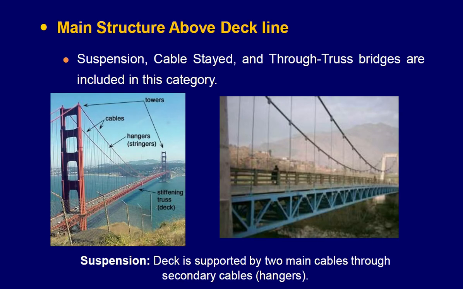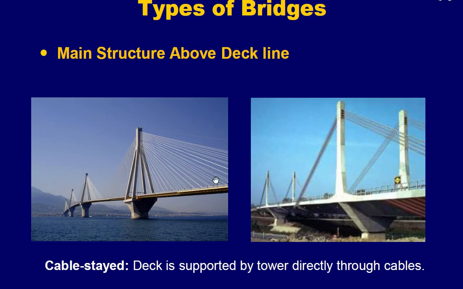The other type is when main structure lies above the deck line. So the suspension, cable stayed, and through truss bridges are the main examples. You can see the deck line and you can see the main structure. Okay, the main cables, the hangers, and the towers. All the main structure is lying above the deck line. This is also a suspension bridge. Similarly, cable stayed bridges. Let me show you that. See the cable stayed bridges. This is the deck line, and these are the cables, and these are the towers. So main structure lies above the deck line, right? Over here as well.